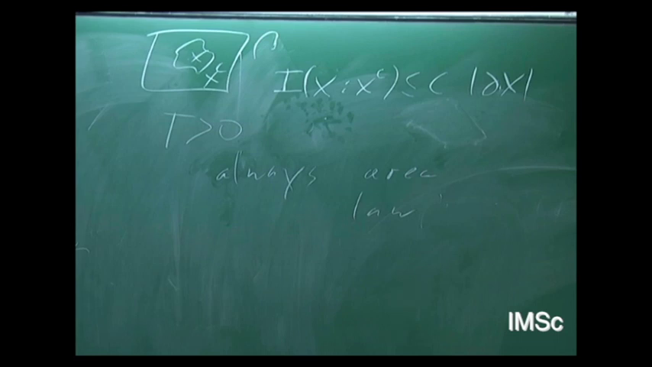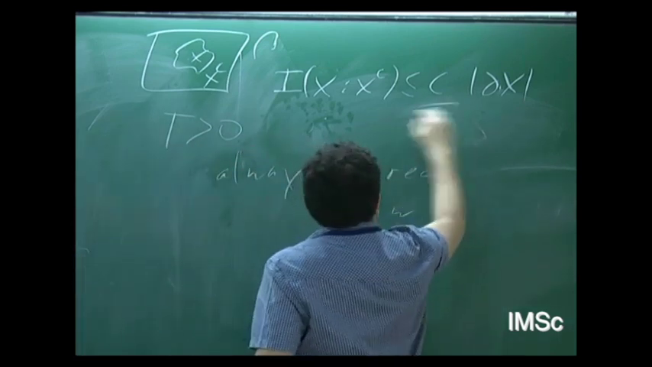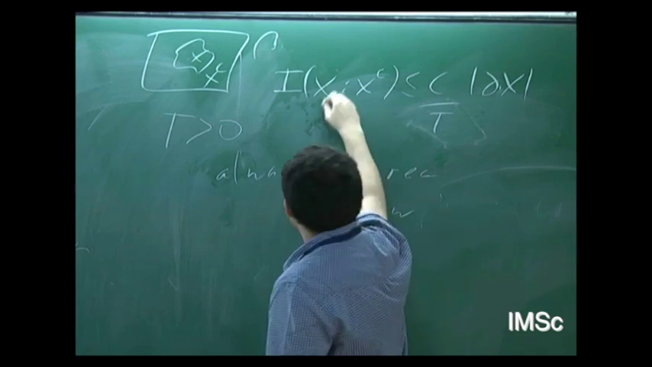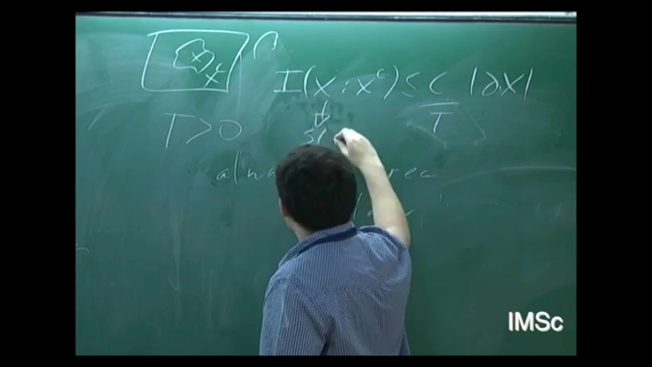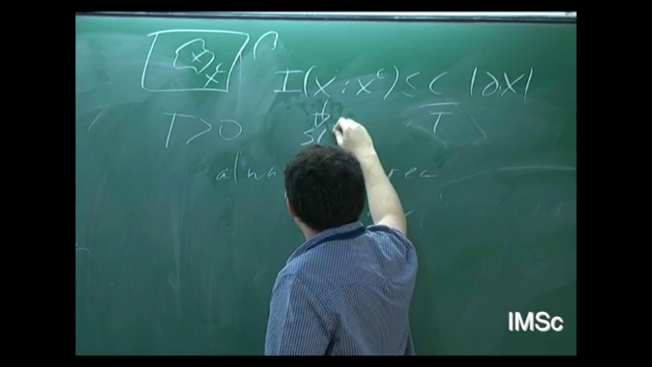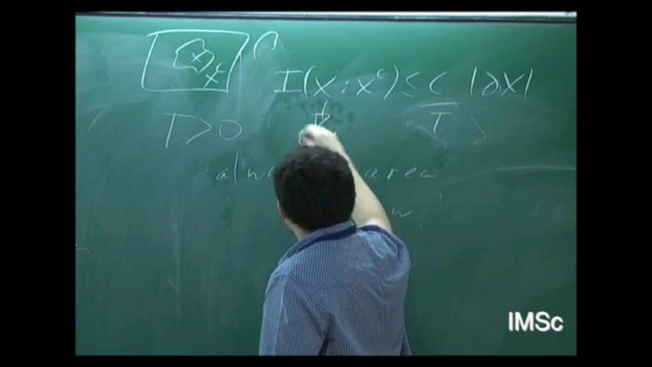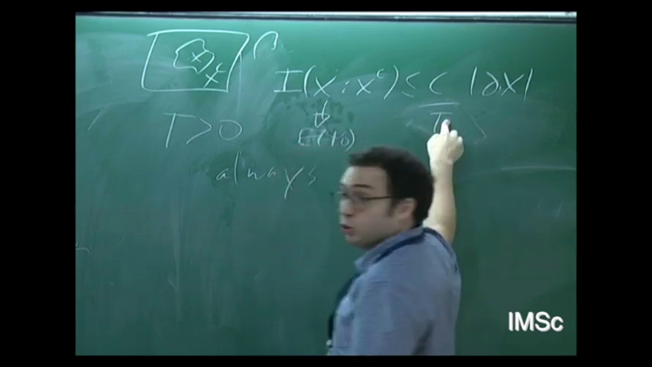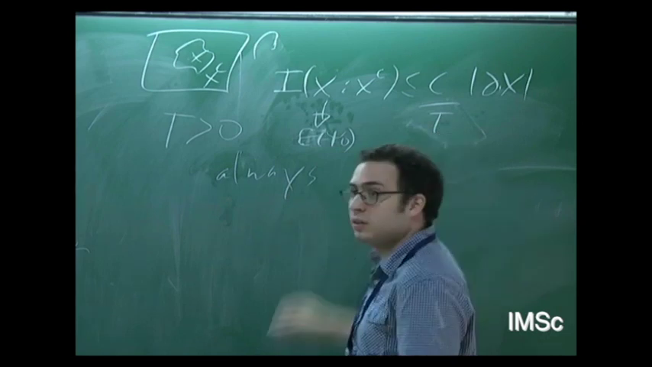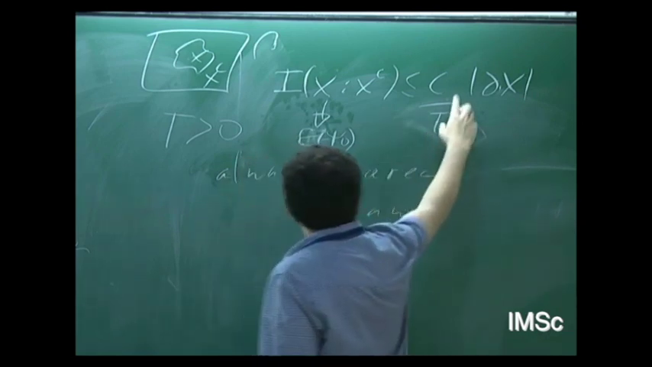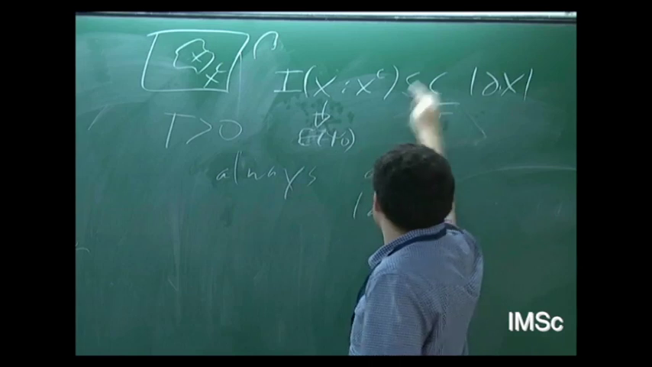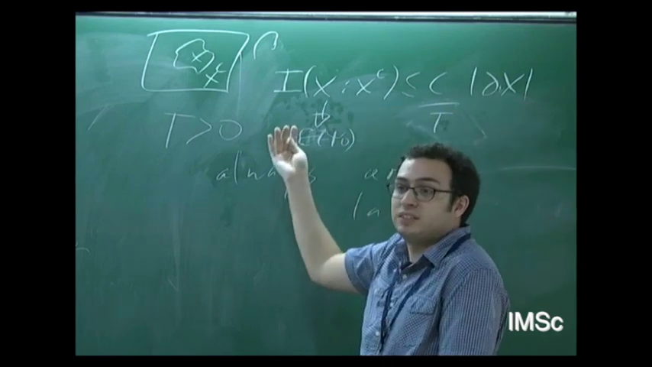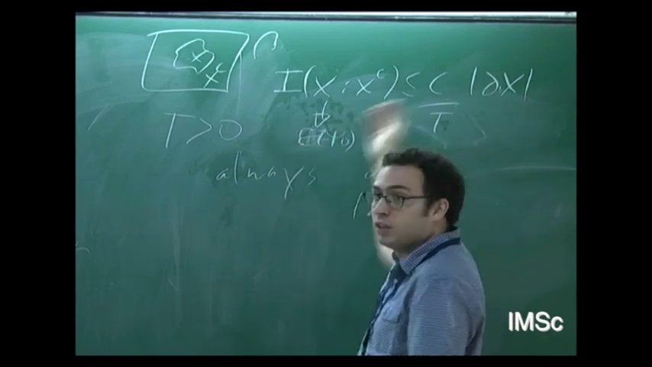That's correct. But this bound diverges, right? The problem is here. So you are correct. When the temperature goes to zero, this goes to the entropy of the ground state if it's not degenerate, right? And the amount of entanglement of psi is zero. But this goes to infinity, right? I have to take the limit, but this limit diverges. So when t goes to zero, this becomes infinity. So it's saying nothing, right? It's saying that the amount of entanglement is smaller than infinity.